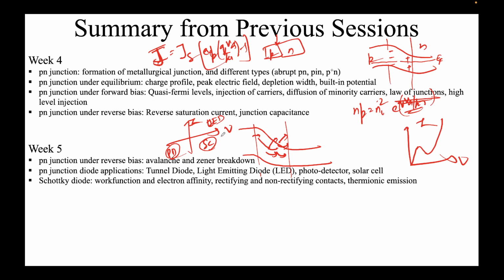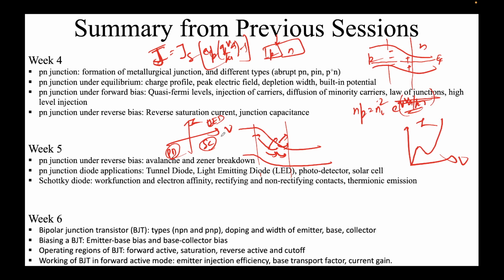We saw two terms called the work function, which is the energy required to liberate an electron from the Fermi level to the vacuum level, and electron affinity, which is from EC to the vacuum level. We saw two types of contact, namely rectifying and non-rectifying contacts, and the mechanism in the Schottky diode was thermionic emission. Then we moved to a three-terminal device called the bipolar junction transistor.